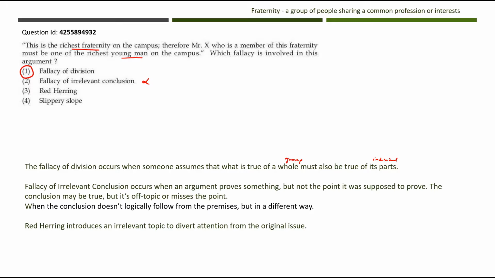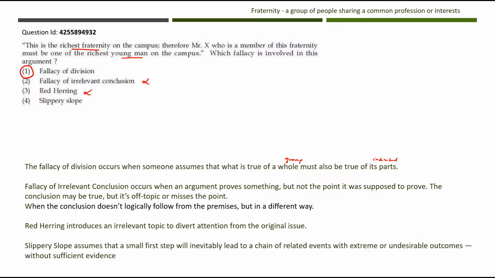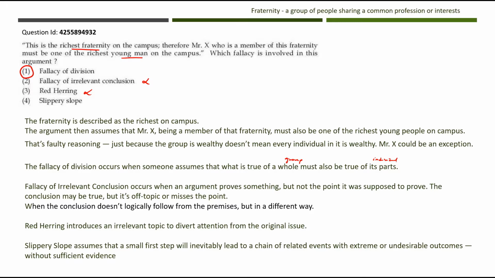What about red herring? Red herring introduces an irrelevant topic to divert attention from the original issue. This is not there. What about slippery slope? This assumes that a small first step will inevitably, meaning unavoidably, lead to a chain of related events with extreme or undesirable outcomes without sufficient evidence. We have already discussed all these fallacies in the previous year question papers with relevant examples. So for this question we are sticking with fallacy of division.